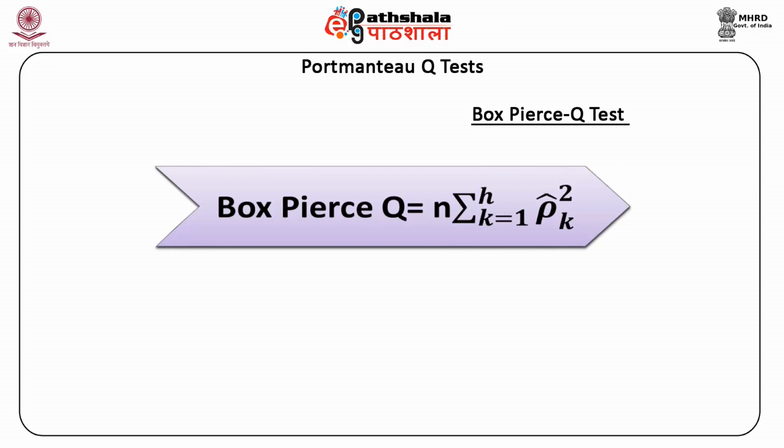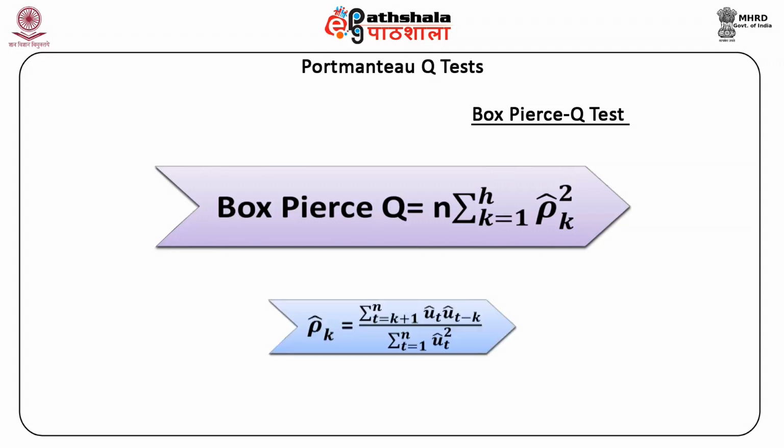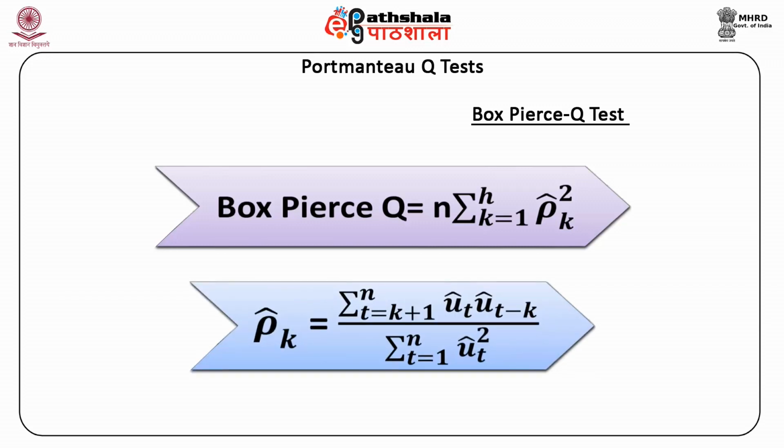Rho hat is the estimated autocorrelation function known as ACF, and it is given as rho k hat is equal to sigma u t hat u t minus k hat, where t is equal to k plus 1 to n, upon sigma u t hat square, where the summation is over t equal to 1 to n. u t hat is the estimated disturbance at the tth observation.